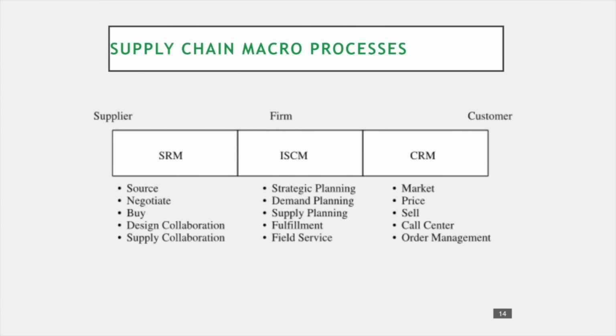Internal supply chain management could involve things like strategic planning, demand planning, supply planning, fulfillment, and field service. So, a company like Apple obviously has to plan how to fulfill the demand. They have to develop strategic plans not only regarding fulfilling the current demand but also future demand. They have to look into their production related activities. They have to monitor fulfillment of actual orders.